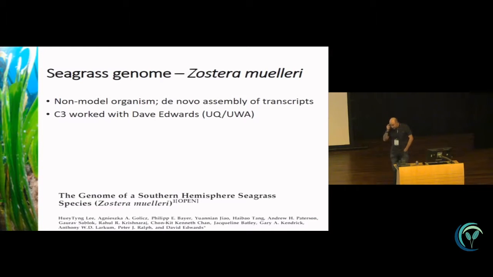Back at UTS, we had been chipping away at Zostera muelleri. We were working originally with Dave Edwards when he was up at UQ, then he moved across to the University of Western Australia. Gary joined us on this, and this was the first Southern Hemisphere genome that was released, and so this was Zostera muelleri. This then allowed us to start seriously understanding what our real-time PCR transcripts were actually telling us. And instead of comparing to Zostera marina, we had our own genome.